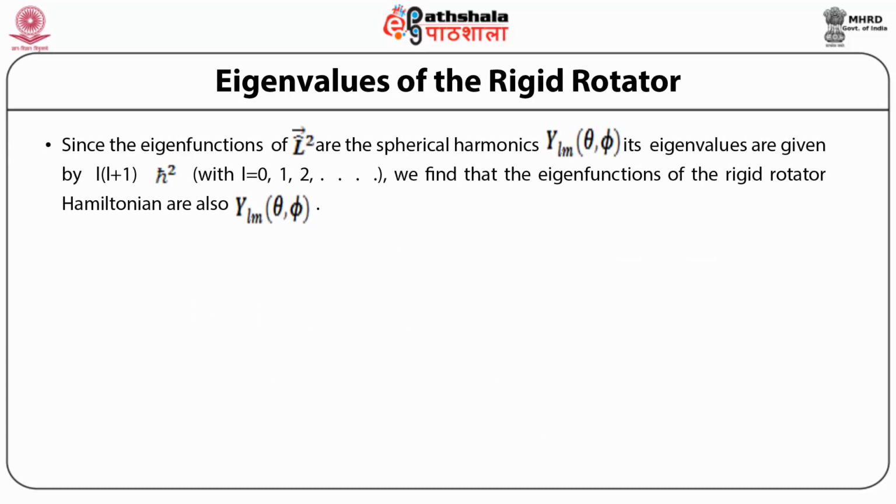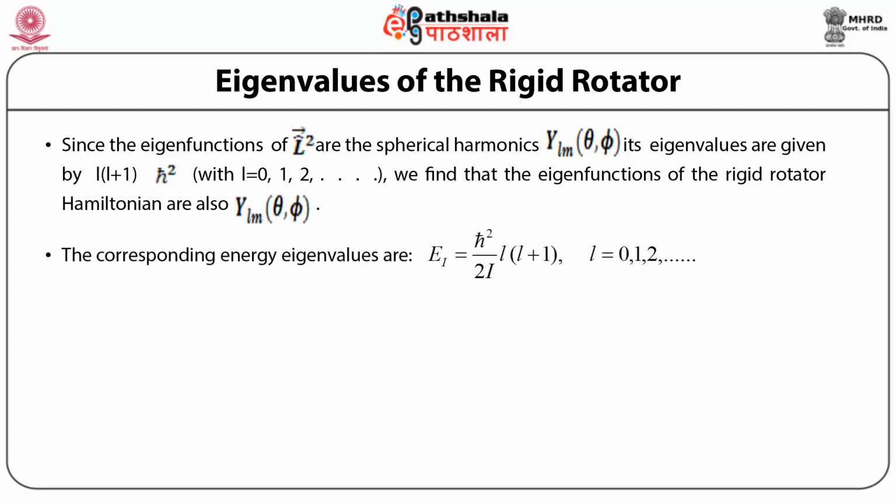Since the eigenfunctions of operator L square are the spherical harmonics Ylm of theta phi, its eigenvalues are given by l into l plus 1 into h cut square, where l can take the values 0, 1, 2 and so on. We find that the eigenfunctions of the rigid rotator Hamiltonian are also given by Ylm of theta phi. The corresponding energy eigenvalues are El is equal to h cut square by 2 times moment of inertia into l into l plus 1, where l can take up the values 0, 1, 2 and so on.